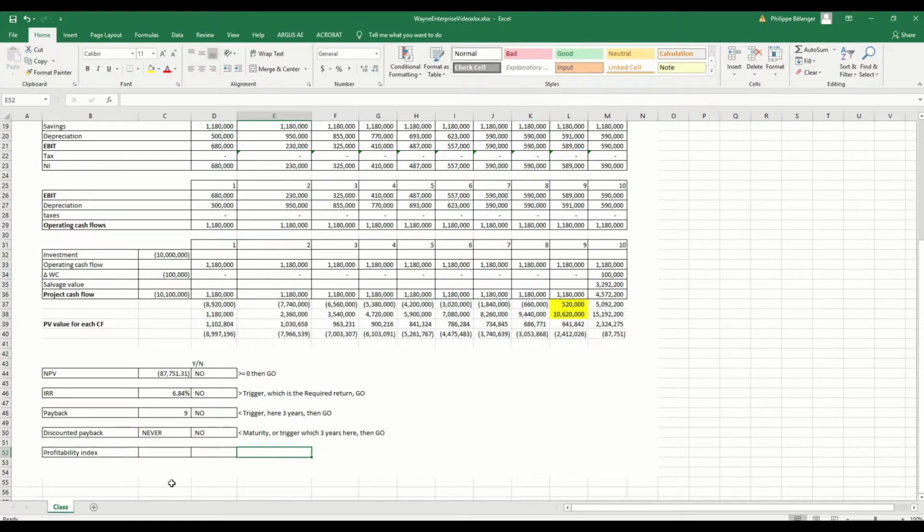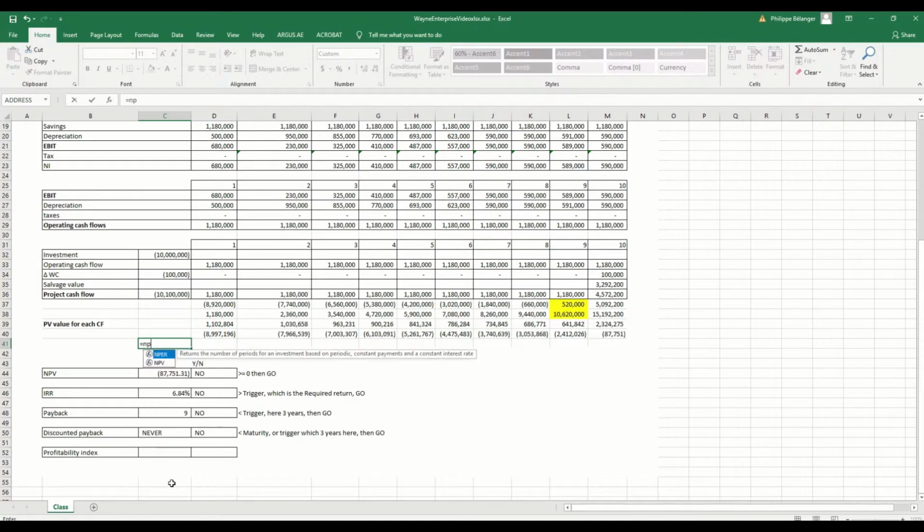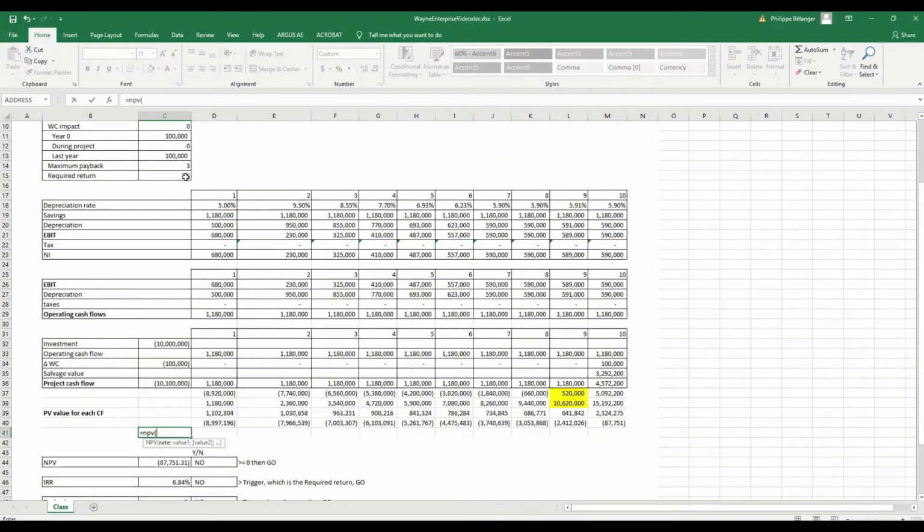Profitability index. To do profitability index, I will need to have the present value of the project. So I will do P as NPV. Remember, NPV is really a present value formula. So I will do for all the cash flows, or since I already have the discounted cash flow, I can just sum the discounted cash flow, and I should have the same result.